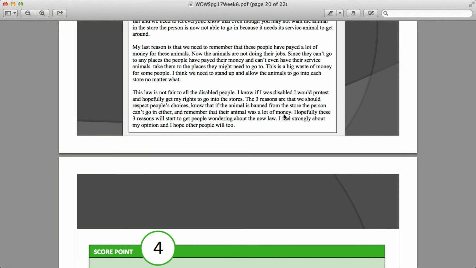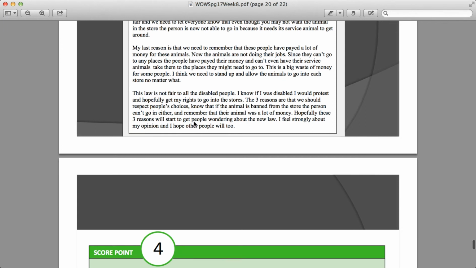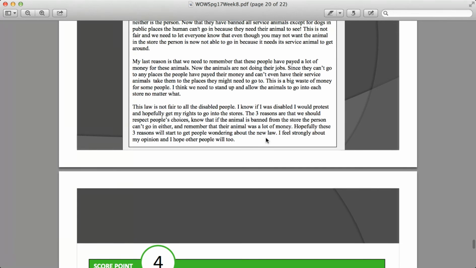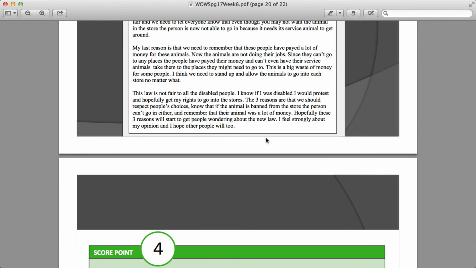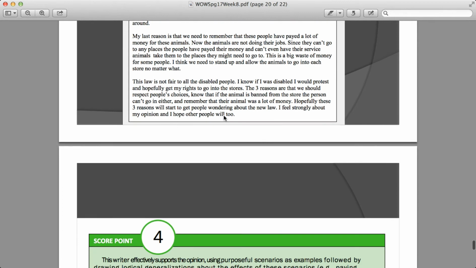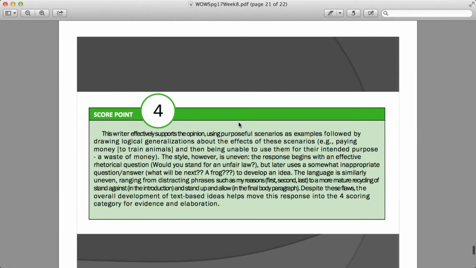See what they did? They did the filter effect. "Hopefully these 3 reasons will start to get people wondering about the new law. I feel strongly about my opinion. I hope other people will too." That's great too, because that's even adding what's called a call to action at the end, saying, go change your mind because I've given you great reasons why.